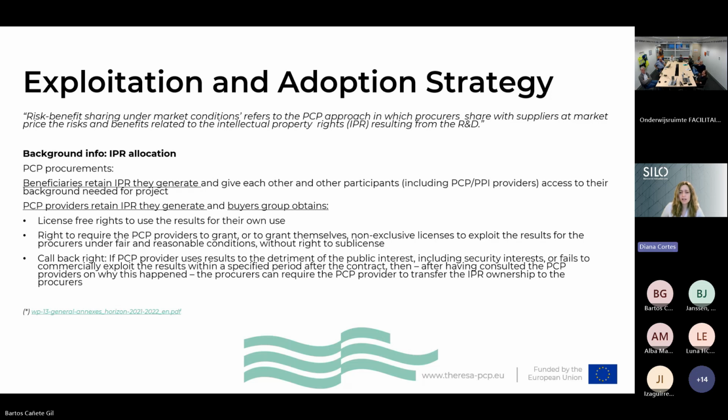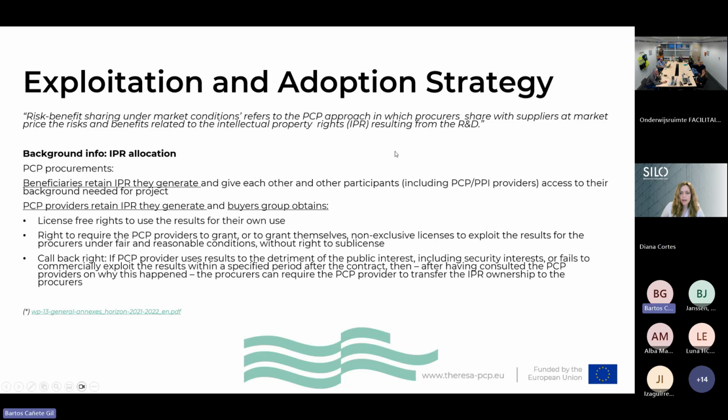In such cases, following consultation with the PCP providers, the procurers may require the transfer of the intellectual property rights ownership. Overall, this framework is designed to stimulate innovation, provide legal certainty for suppliers, and ensure that publicly funded R&D leads to tangible and reasonable market outcomes. So moving to the next slide, please.